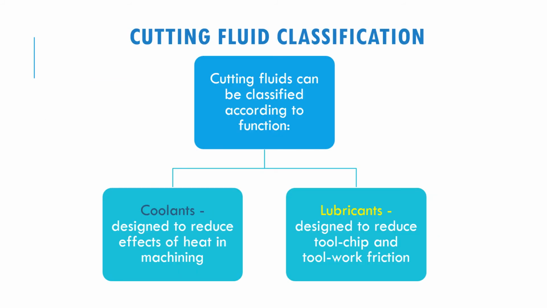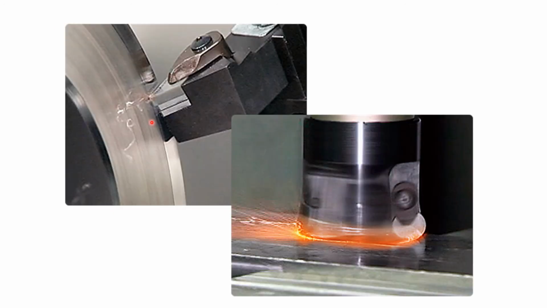So cutting fluid can be classified into two: one is coolant and one is lubricant. Coolant is designed to reduce the effect of heat in machining, and lubricant is designed to reduce tool-chip and tool-work friction. This picture shows how the friction between the cutting tool and the workpiece looks. During the machining, you will see sparks of fire. That's due to the friction between the cutting tool and the workpiece.